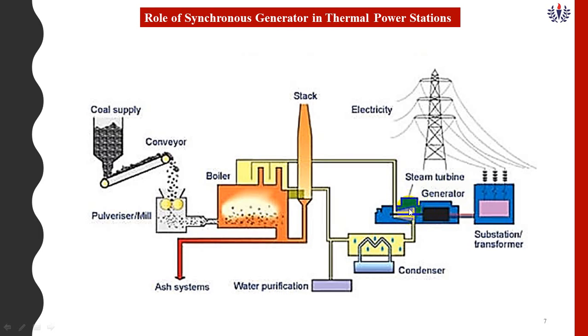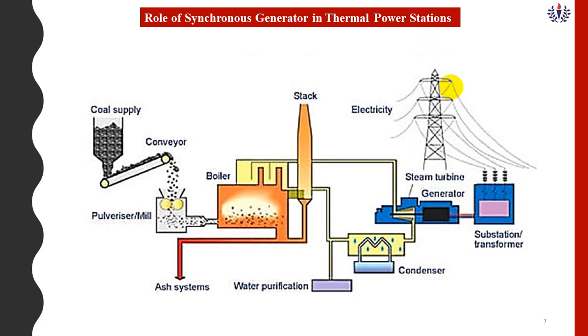The turbine will convert heat energy into mechanical energy, because steam is heat energy. Because the turbine is connected with the generator, the generator will convert mechanical into electrical energy. Through electrical it is transferred to the transformer, and the transformer transfers the electrical energy through the transmission lines. This is the transmission tower.